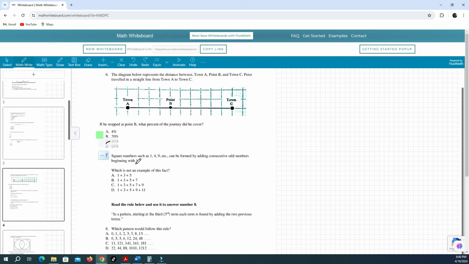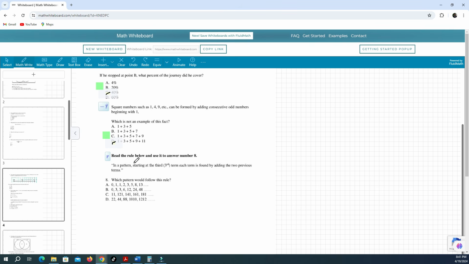Alright, so square numbers such as 1, 4, 9, etc. can be formed by adding consecutive odd numbers beginning with 1. So square numbers are numbers that make a square. I know that 6 cannot make a square, so it's not a square number. 3 can, 5 can. So 1, 3, 5, 7, 9 can, I'm sure. 11 can, so I will select D.